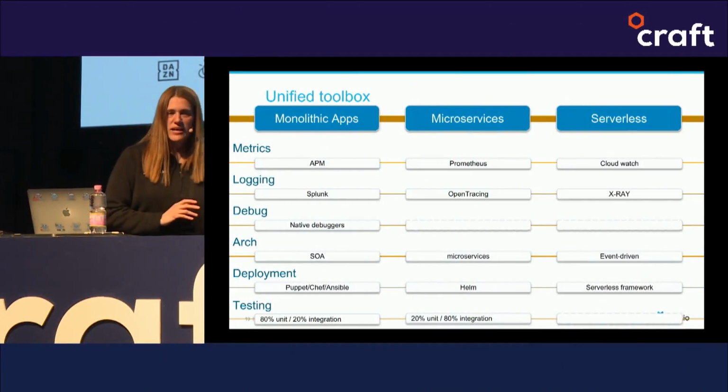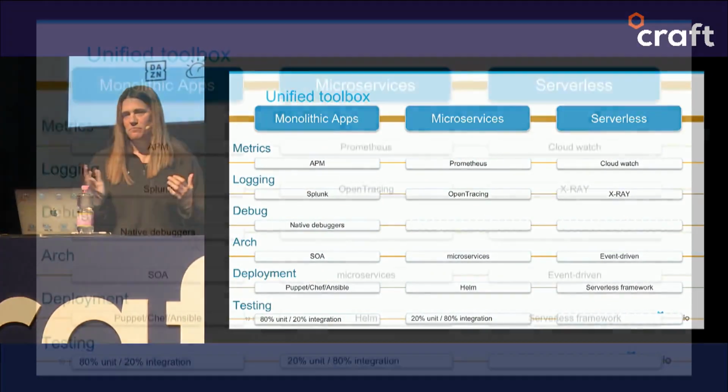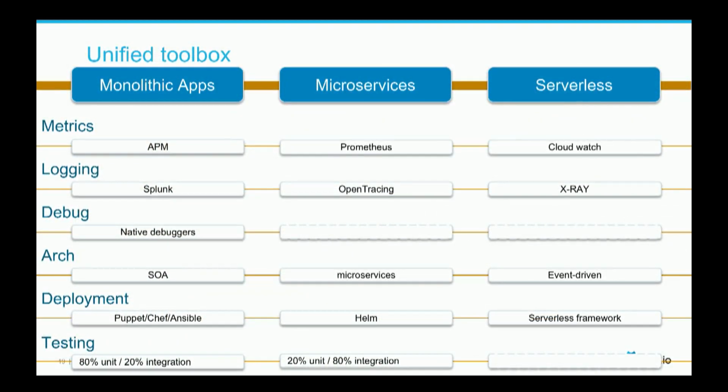So this is the tooling the way I see it today, right? This is what, at least when we were on monolithic, we needed to have. We had the metrics. We had someone to take care of the logging, something to take care of debugging, something to take care of the architecture, development and testing, deployment and testing. So if you're looking at metrics, for example, you have APM for monolithic, Prometheus for microservices, the most famous one, and CloudWatch for Lambda.